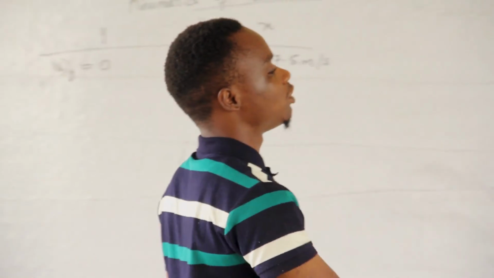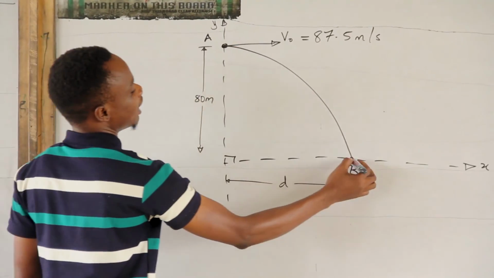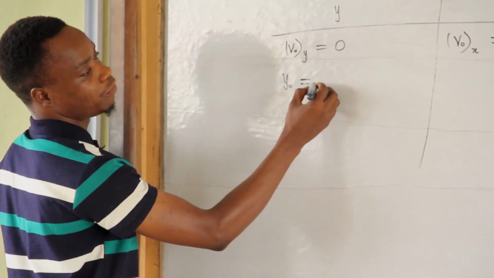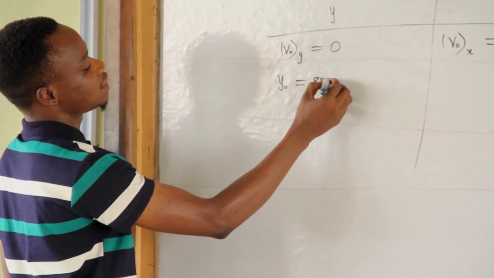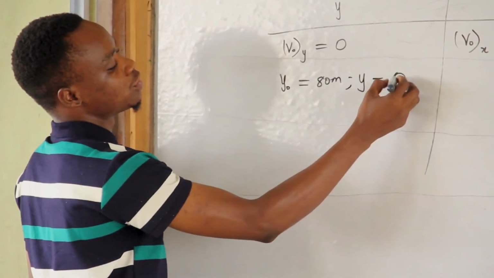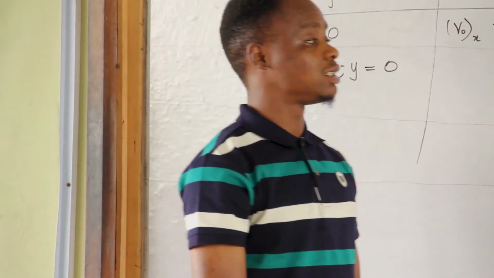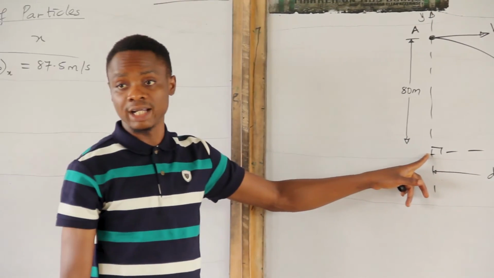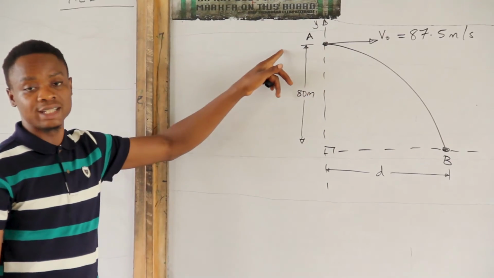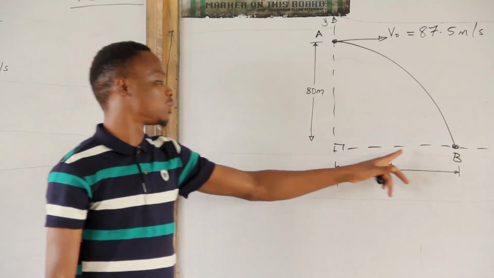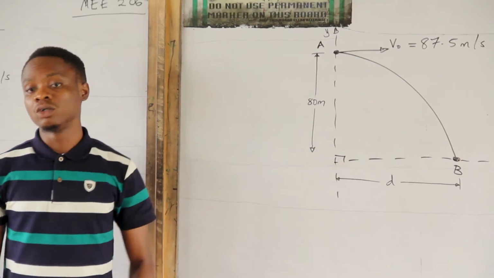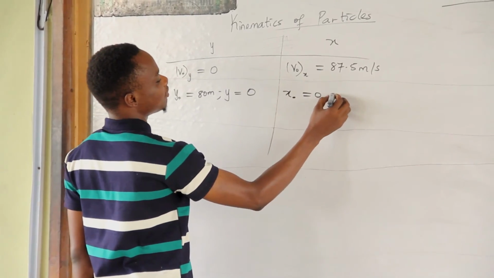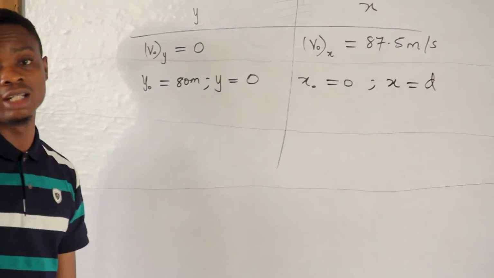I know that the body was initially at this point A, and then finally at this point B. That means I can write y naught, the initial vertical position, is 80 meters, and y, the final position, is 0, because this is the origin of our coordinate system. By the time it gets to this point, its y coordinate will be 0. Okay, and then for x, initially, x naught is 0, and finally, x is d.